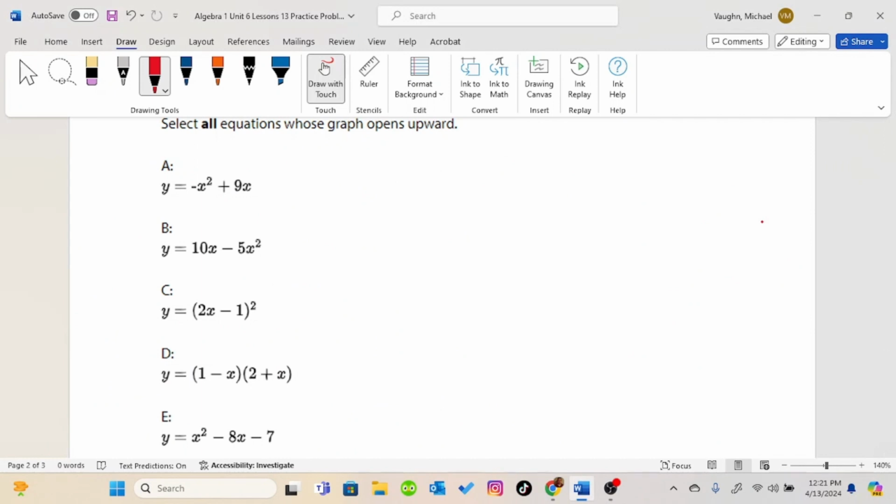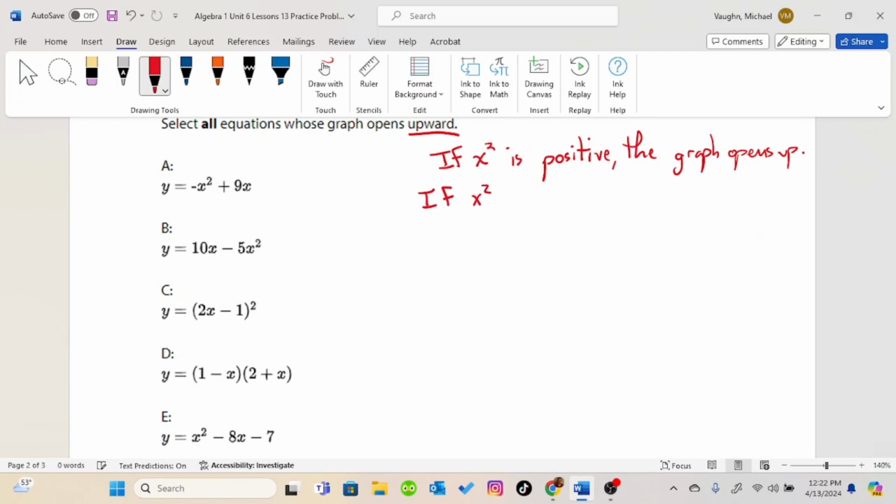Select all equations whose graph opens upward. To determine whether the graph opens upward or downward, we need to look at the x squared term. If x squared is positive, the graph opens up. If x squared is negative, the graph opens down.